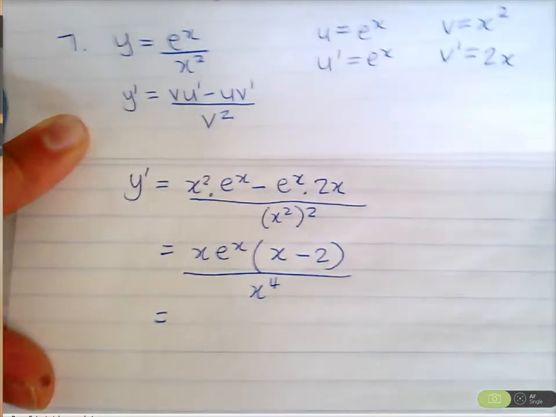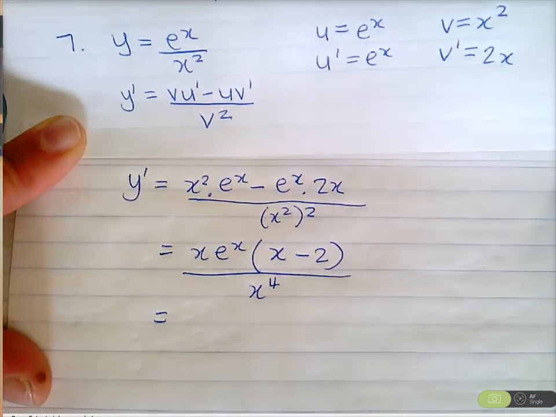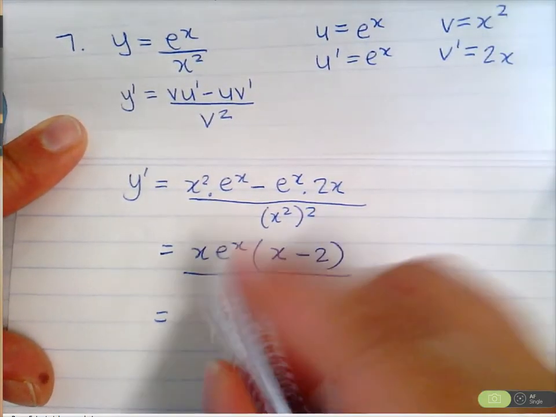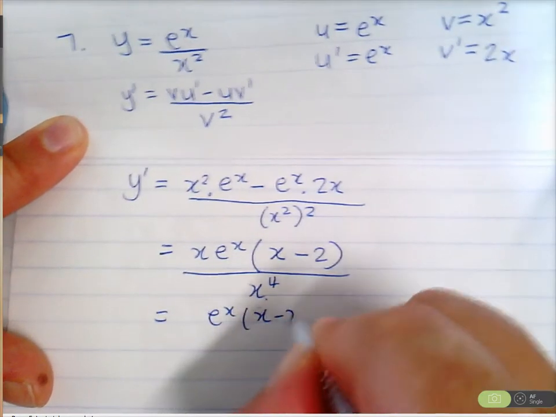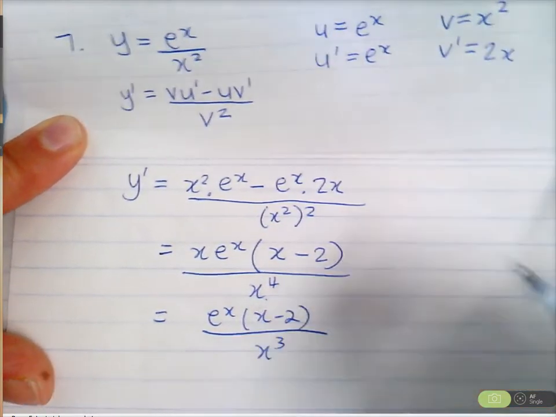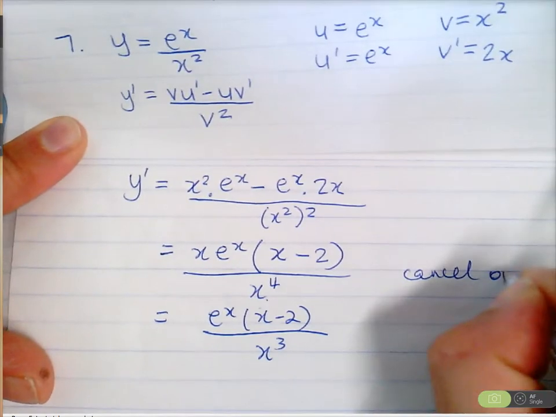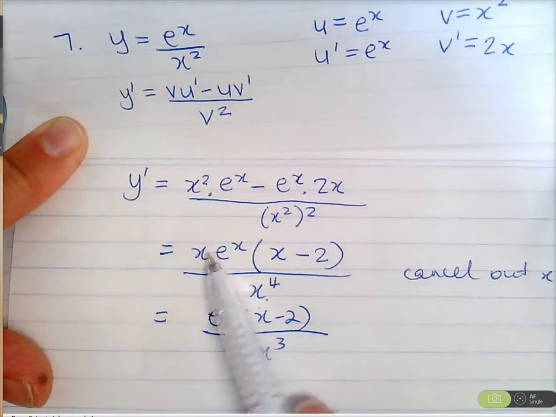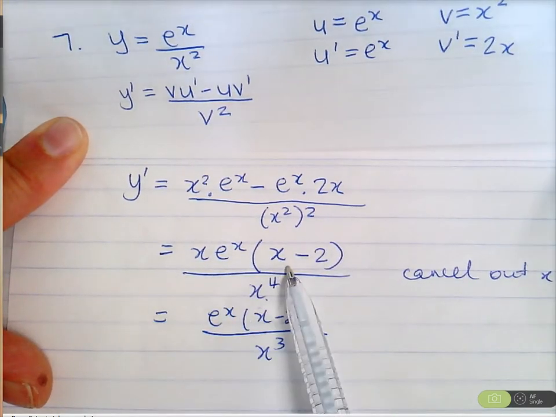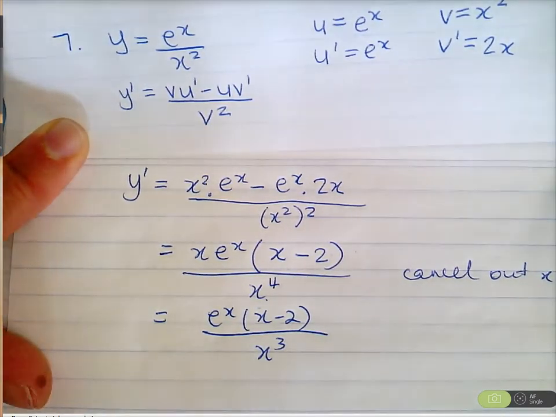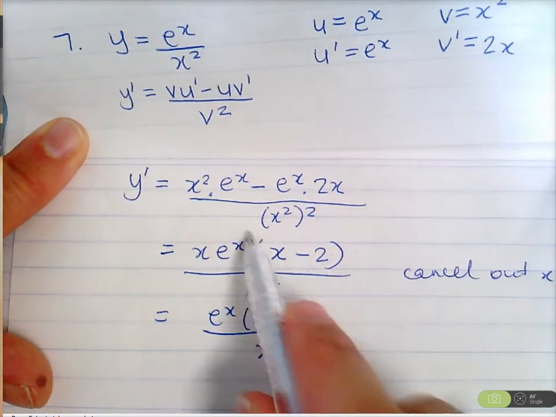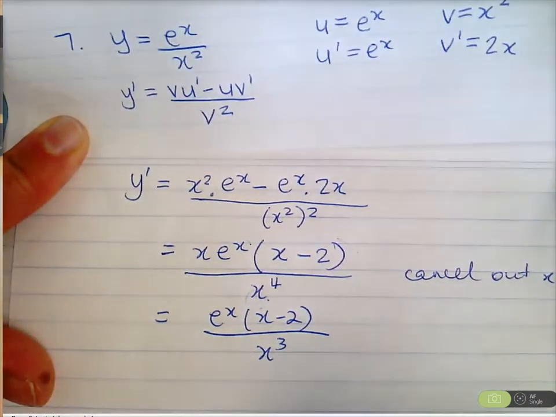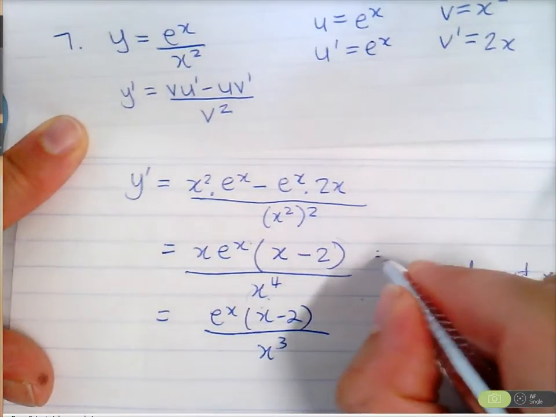We can actually do some cancelling. Where? One of the x's with one of the x's down here. So we've got e to the x, x minus 2 over x cubed. We can cancel out the x from the numerator and the denominator, only because that's being multiplied by the whole bracket. If there was no bracket here, forget it, because it's that times all of this over that, so we've only got multiplication symbols. You can divide numerator and denominator by x.